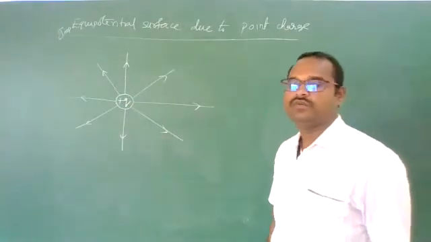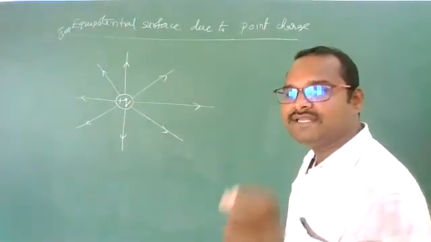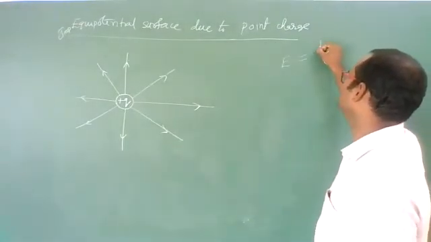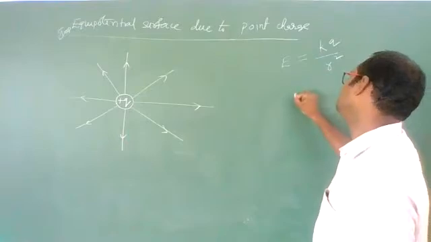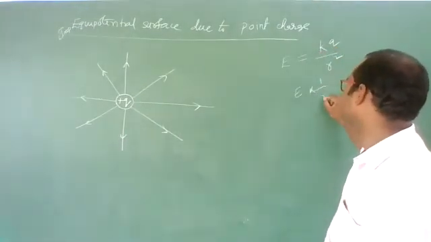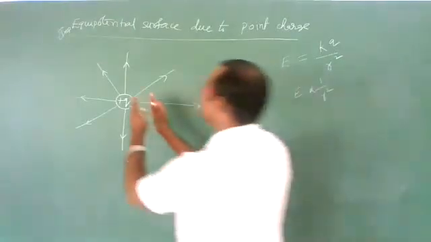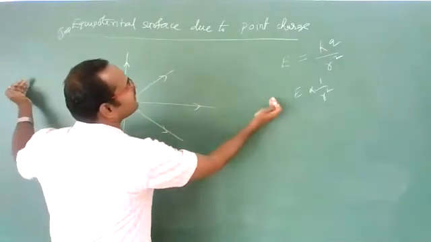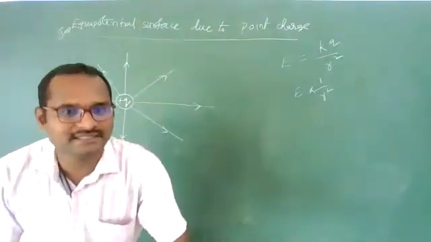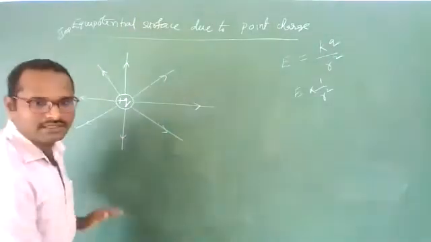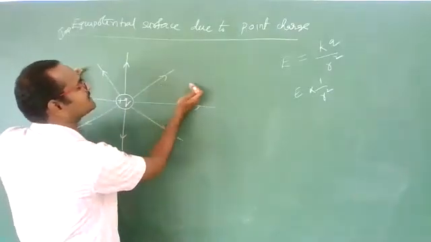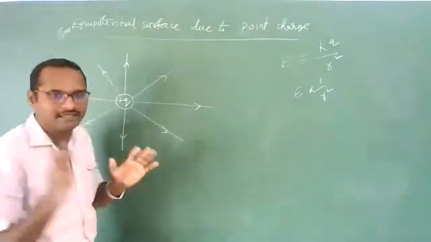Now, as you know, the electric field due to a point charge is E equal to 1 by 4 pi epsilon naught Q by R square. Q is constant, K is constant, however E is proportional to 1 by R square. As the distance increases from this positive charge, the electric field is decreasing. Remember this point. Electric field strength near the charge is more; here less, here less, still less, like that.